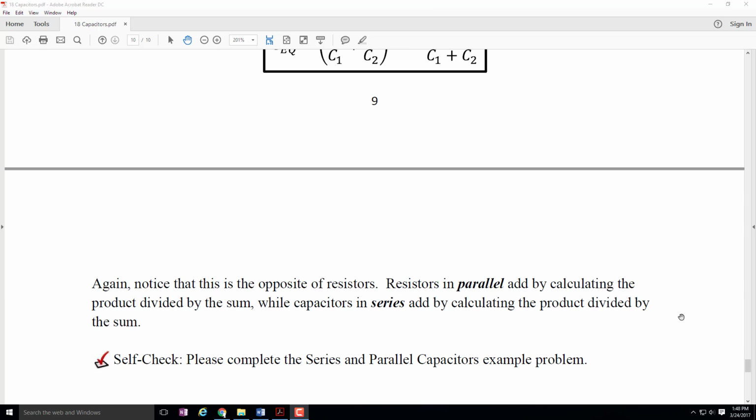So that's enough information for you to do the last sort of example problems for today, the series and parallel capacitors example problem. Once you've done that, then you're ready to come to class and do some in-class exercises.